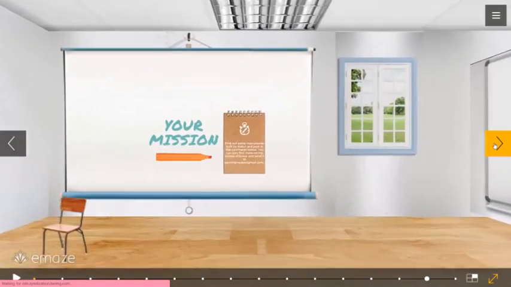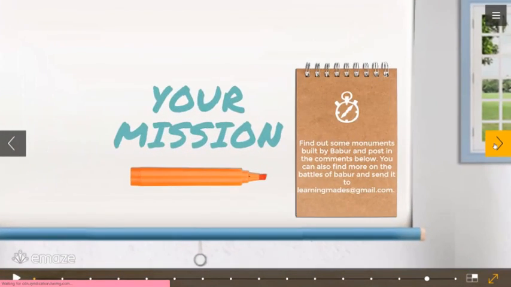Now, here's a task for all those who are interested. You can find out some more on the monuments built by Babur. One monument built by him resulted in a very controversial topic, and yes, most of you would be knowing about it. So if you find out some information, please do post it in the comments below. You can also find more on the battles fought by Babur, on these four battles we discussed, and maybe even some of the battles he fought before that, which were not in India, and you can send it to the mail mentioned here.